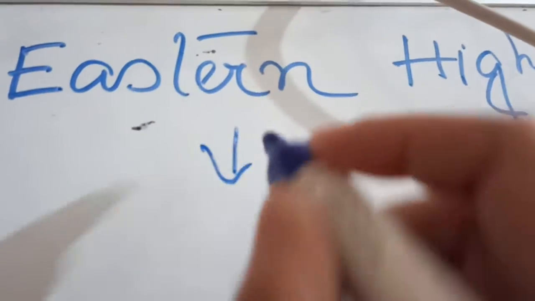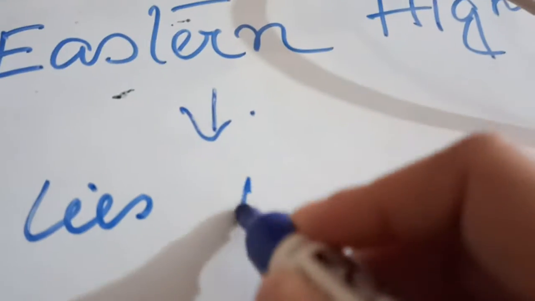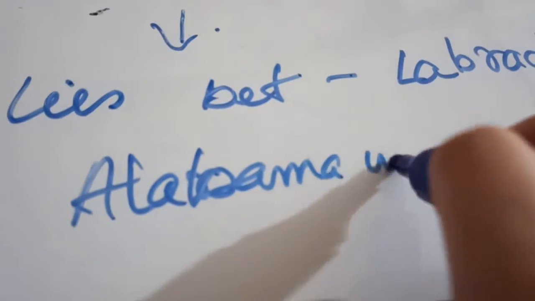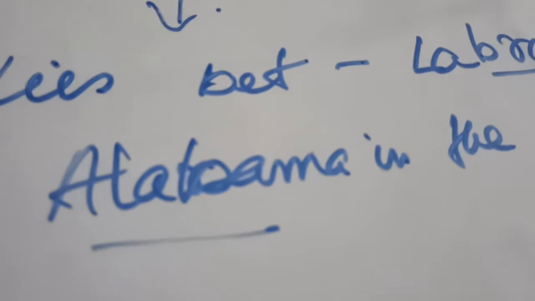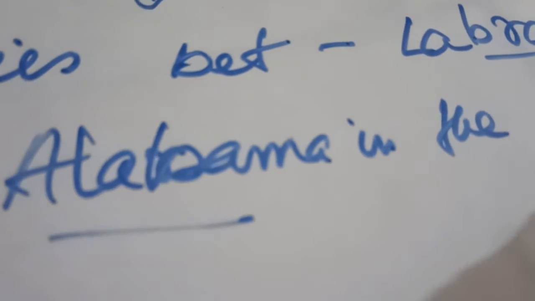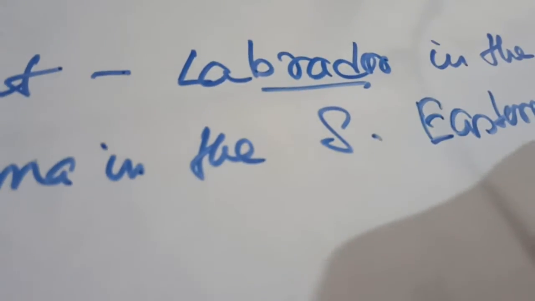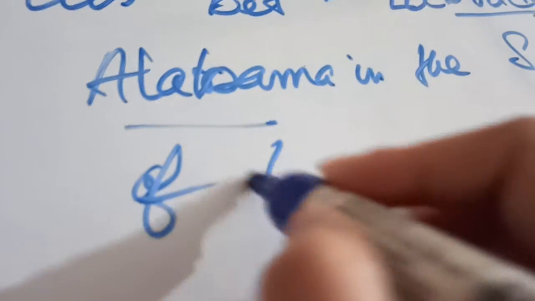This Eastern Highland region lies between Labrador in the north to Alabama in the south. Labrador and Alabama are the names of two places. This particular region is located in the eastern margin of the continent.